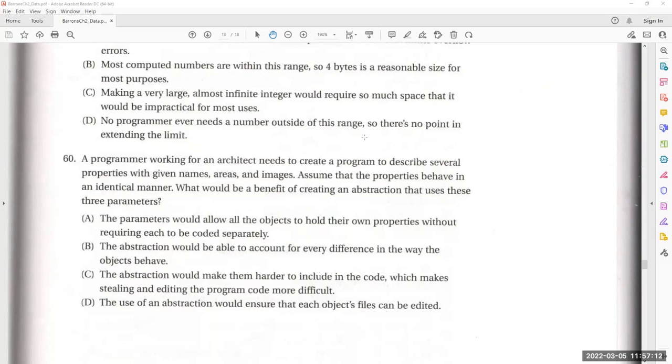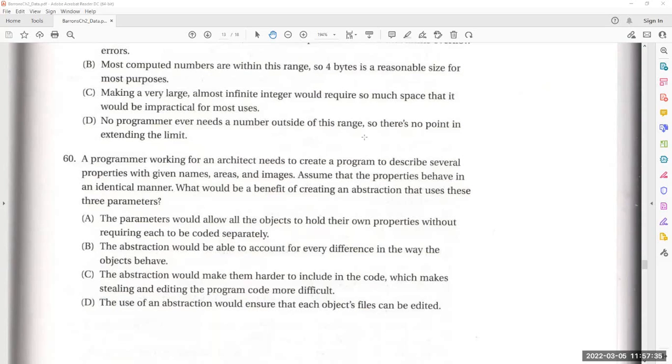Okay. So number 60, let me have Emma, please. Emma. Number 60, A. Why is it A? Because they can have the properties and be separate, so you don't need to put as much code, I guess.